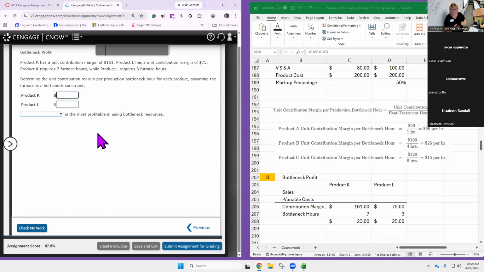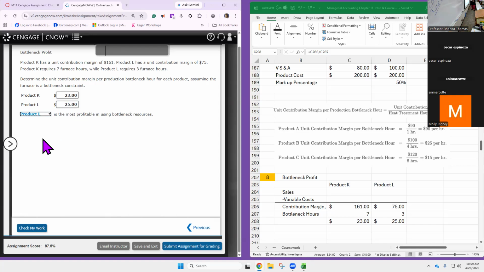Now remember, contribution margin is positive. It's a revenue, right? It's a continuation of revenue. All right, so if we're bringing in $23 of contribution margin for K, but $25 for L, which one's more profitable? L. L is hanging on to more of their revenue per unit because of these bottleneck hours, right? This one goes through twice as fast, right? So anyway, that's it. That's all she wrote.